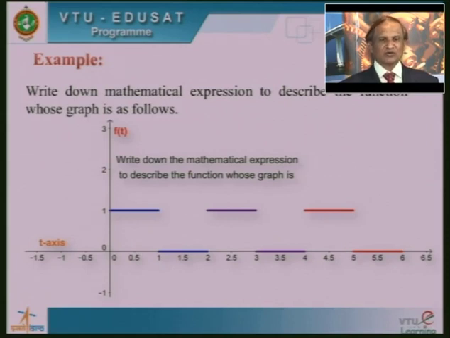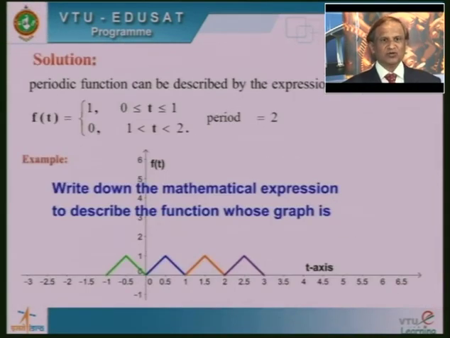So, now I want to write down the mathematical expression for this graph. How I am going to write it down, you will come to know. The periodic function can be described by the expression f of t is equal to 1, because it lies between 0 and 1. If you write 0 to 1, I hope you will get a line segment. In between 1 and 2 it is 0, with the period 2.